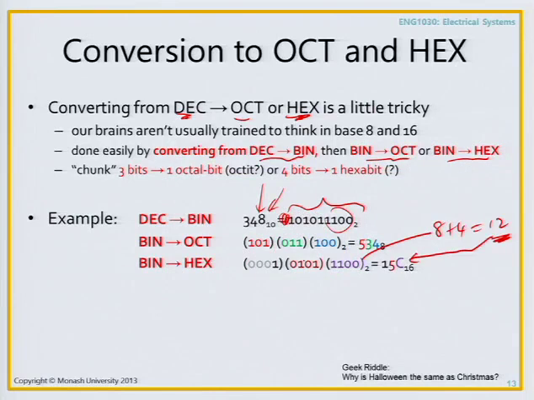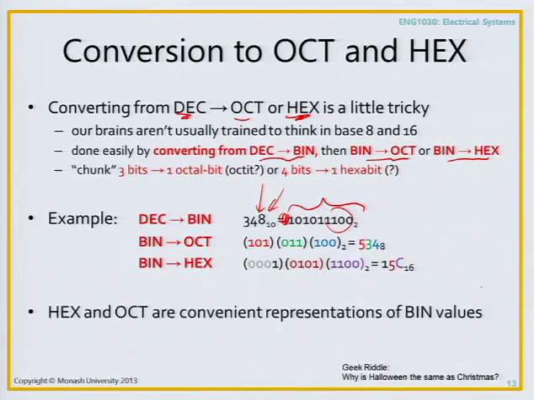Okay? Over here I've got 5. Well, the 5th symbol of hex is 5. And over here I've got 1, and that first symbol of hex is 1. So converting from 348 into 534 and 15C is done using binary in the middle. Okay, so hex and oct are convenient representations of binary values.